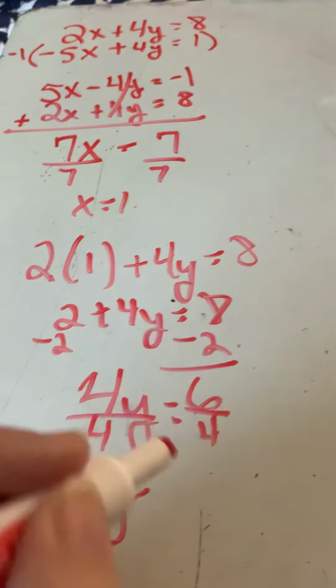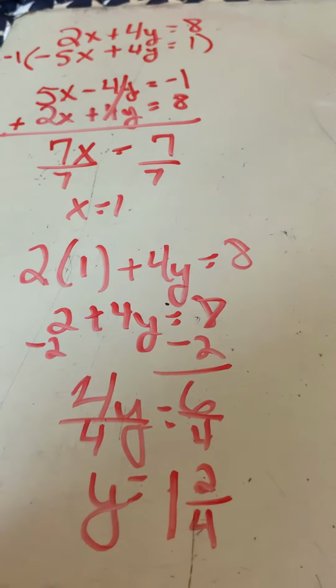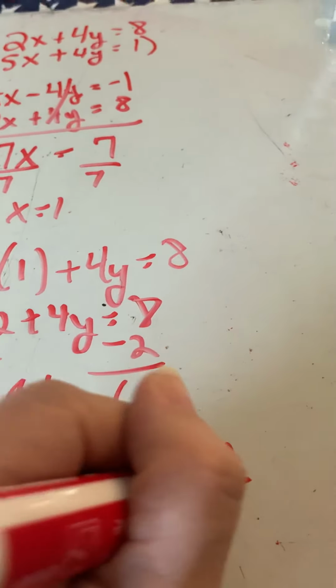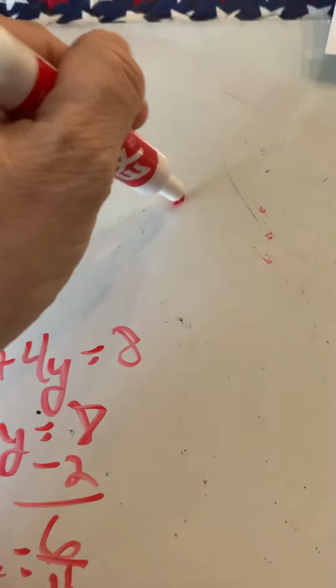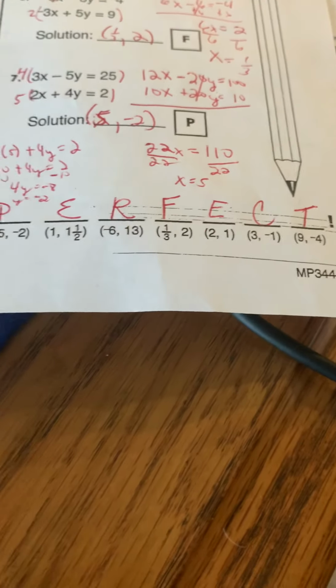evenly, but that's okay. 4 goes into 6 one whole time with 2 left over. Your denominator's 4, and that simplifies to 1.5. So your x is 1 and your y is 1.5. So you can see that there, and you can find your answer over here.